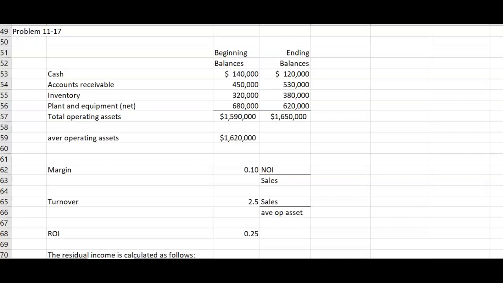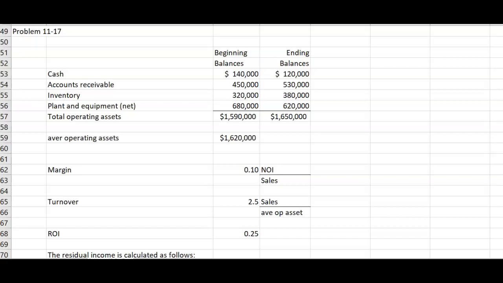I would now like to go over problem 11-17 with you in your textbook. Financial data for Joel de Paris, Inc. for the last year is followed, and they give us their balance sheet. And they also give us the highlights of their income statement. The company pays dividends of $15,000 a year.